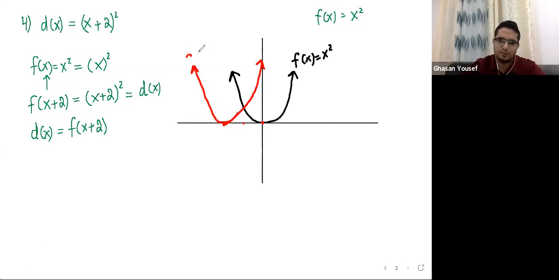This is d of x. Here we have to show what point the vertex is. The vertex here is minus 2. And this point is 0. And here is minus 1.